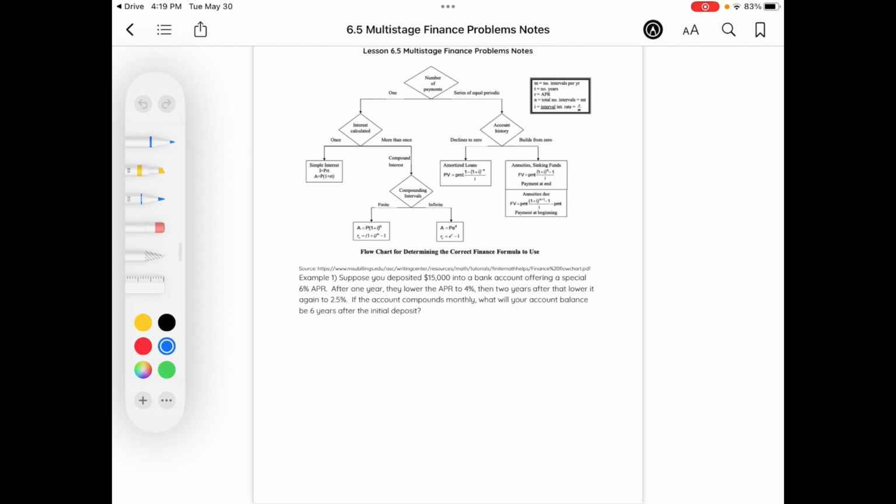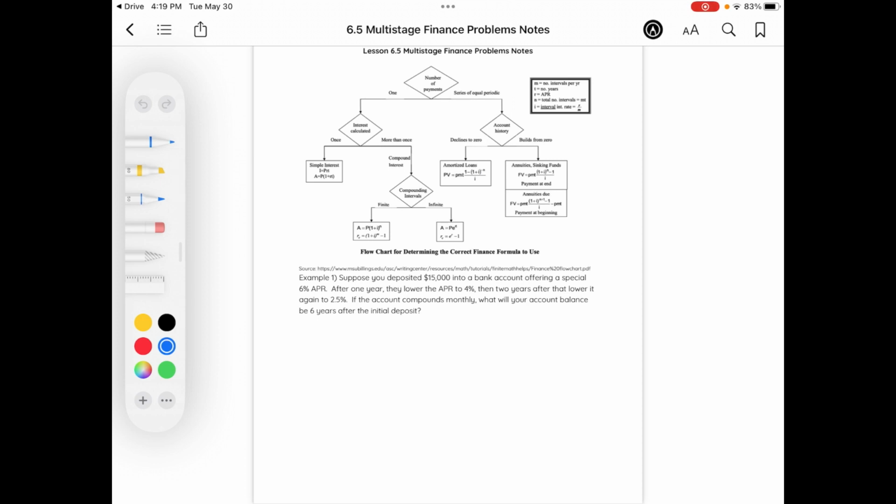In our final lesson for this particular unit, we're going to be talking about multi-stage finance problems, so combining some formulas together as we talk through real life situations that can happen with respect to finances.